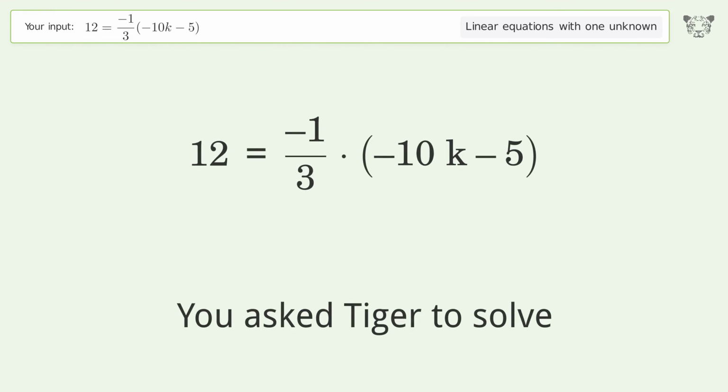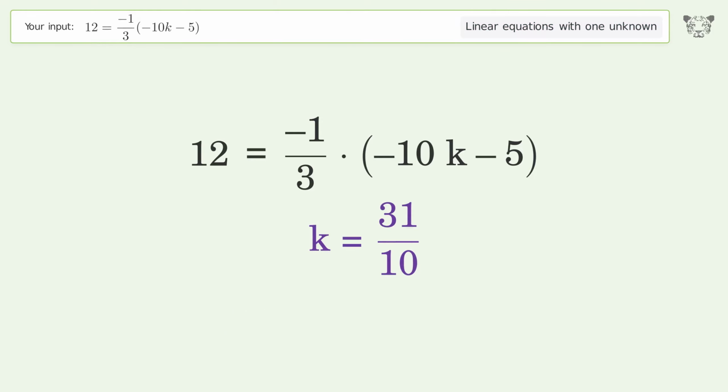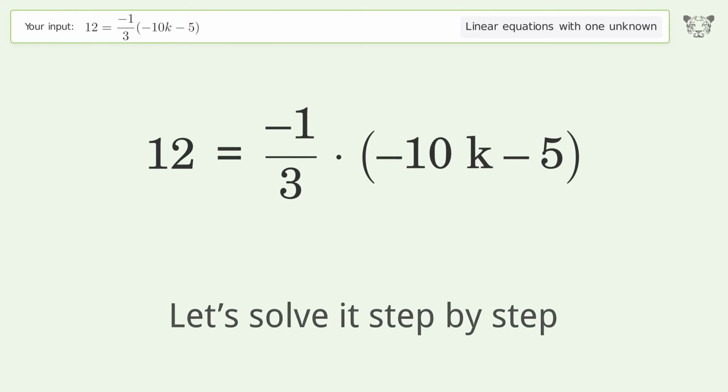You ask Tiger to solve. This deals with linear equations with one unknown. The final result is k equals 31/10. Let's solve it step by step.